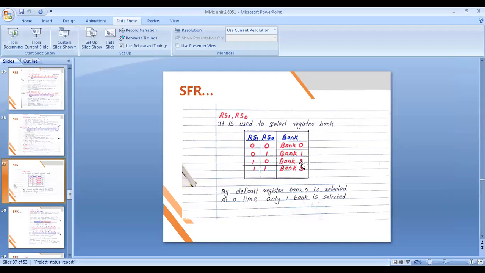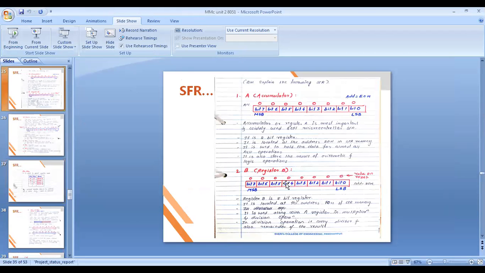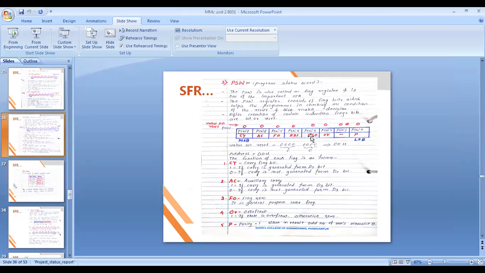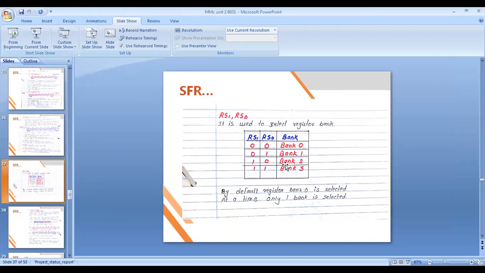So see here, whenever you have written MOV A, R5, that R5 is from which bank? How does the system come to know? It will go towards the PSW register. See here, in the PSW register there are 2 bits, register selection 0 and register selection 1. So according to the status of these 2 bits, it will select the particular bank. If the value of both bits is 1 1, then how does the system come to know? Whatever R5 I am using, it is from bank 3.